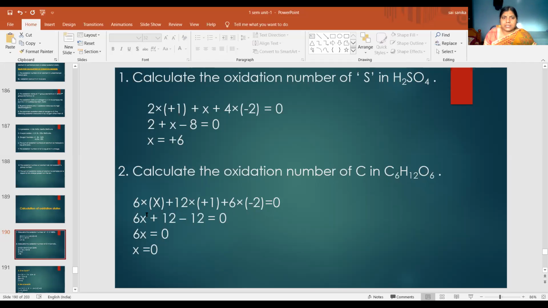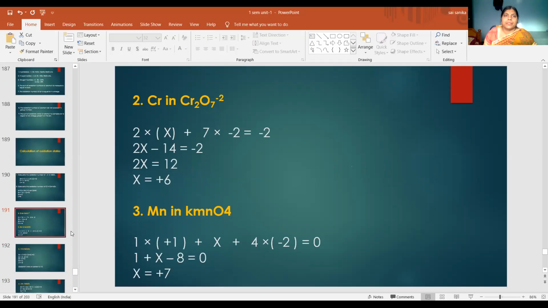How many carbons here? 6 carbons. 6 into its oxidation state, we don't know, X. And 12 hydrogens. 12 into its oxidation state +1. Here 6 into -2, like that. Do simplification. 6 into x, 6x plus 12 plus into minus, minus 12 equal to 0. So here 12 minus 12, 0, that is 6x equal to 0. X equal to 0. So the oxidation state of carbon in C6H12O6 is 0. Like this you get. And next, Cr in Cr2O7 minus 2.